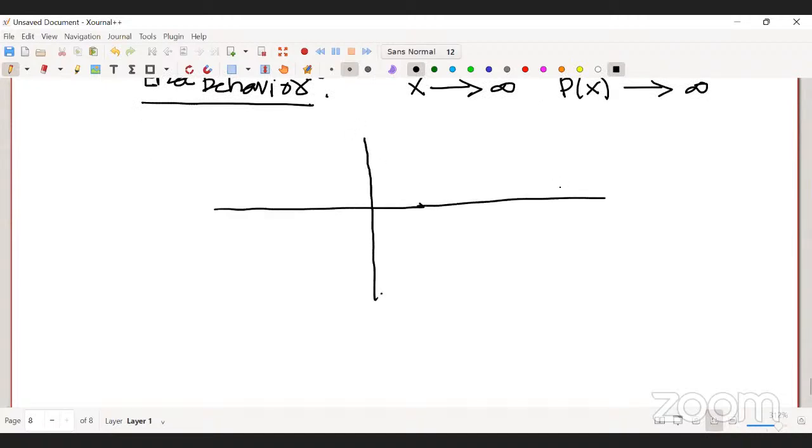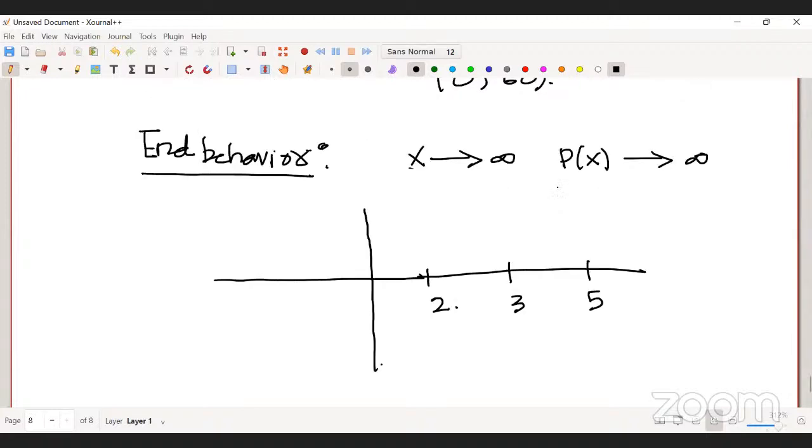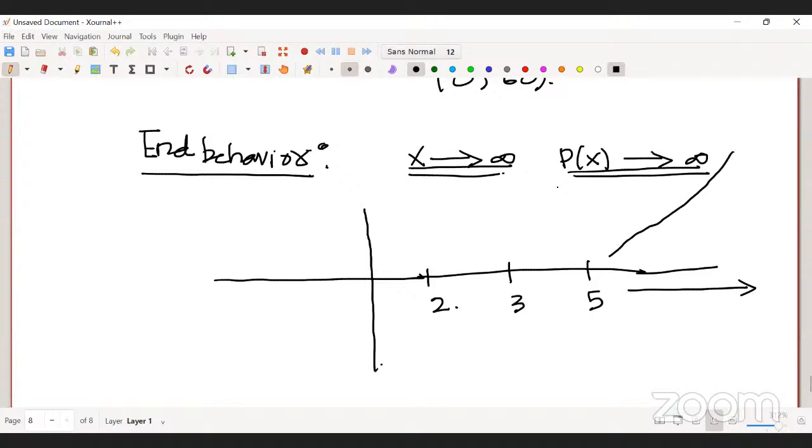So what are the roots? Roots are 2, 3, 5. As x goes to infinity, p of x goes to positive infinity. So if you go in this direction, the value of p of x is positive. That means the graph will come from the above side of the x-axis, and it will come to 5, because 5 is a root of the polynomial.